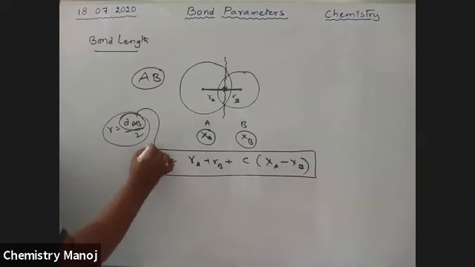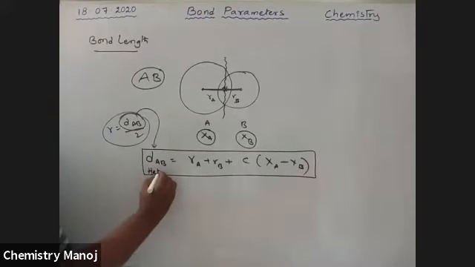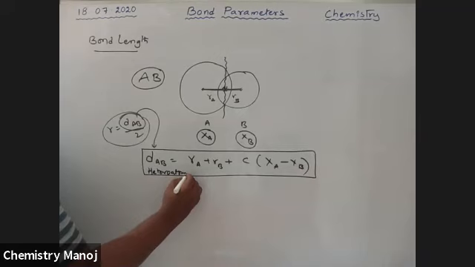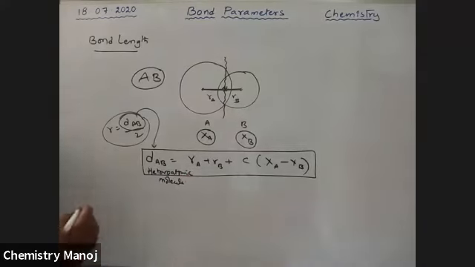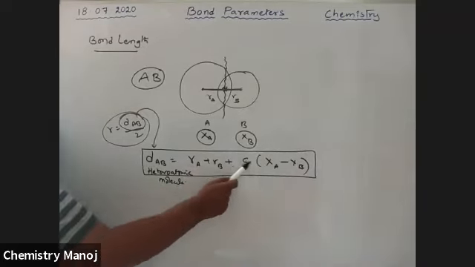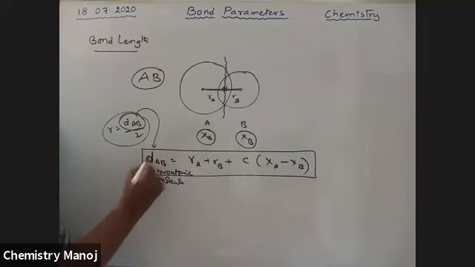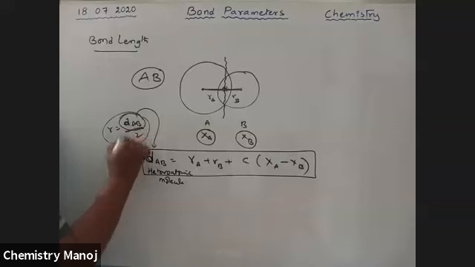This diameter of AB is calculated by using the formula like this. Here AB is nothing but a heteroatomic molecule, a diatomic heteroatomic molecule. For that, radius of A plus radius of B plus C into (XA minus XB), so that we will get diameter of AB. Diameter of AB by 2 is equal to radius of AB.